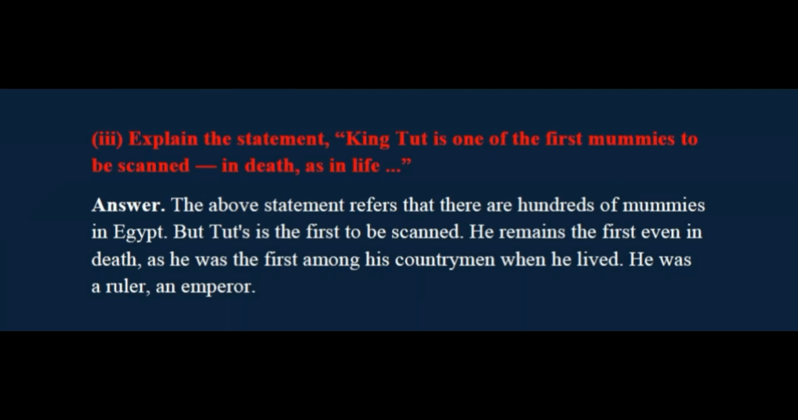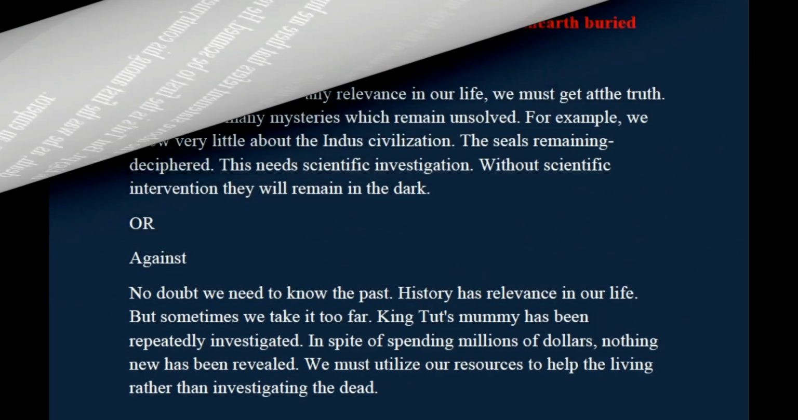3. Explain the statement, King Tut is one of the first mummies to be scanned, in death, as in life. Answer. The above statement refers to the fact that there are hundreds of mummies in Egypt, but Tut's is the first to be scanned. He remains the first even in death, as he was the first among his countrymen when he lived. He was a ruler, an emperor.